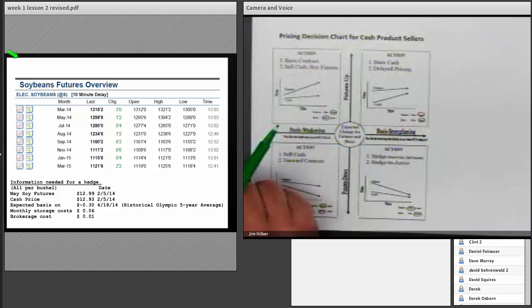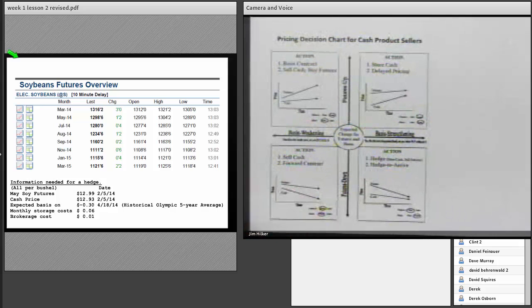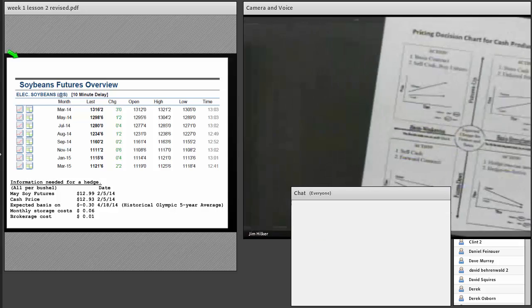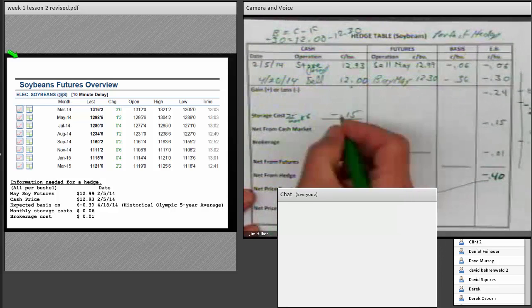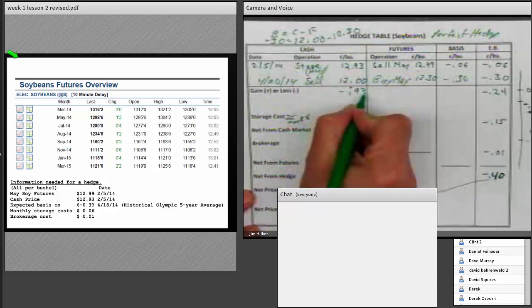And it is plus 69 minus 1, you will get plus 68. You will get net from the futures here, plus 68. We lost 40 cents, but it's not what we expected. Then this number here is minus 40 cents. So we come back over here. What happened for 93 cents? We sold it for $12.